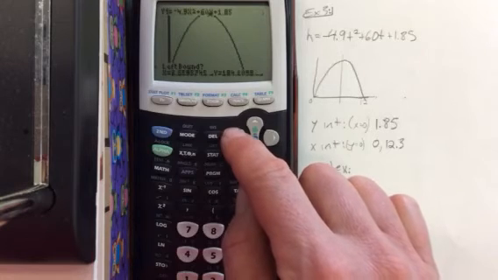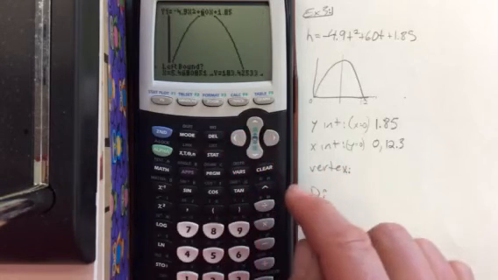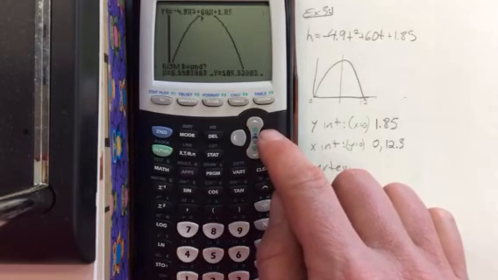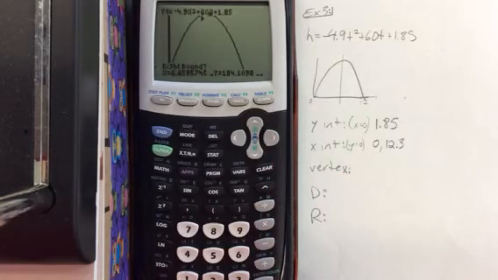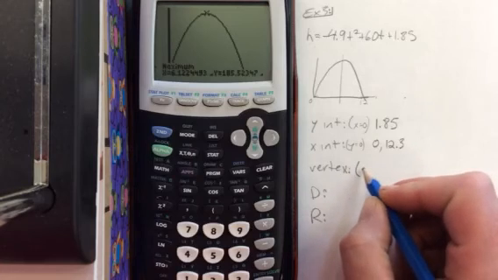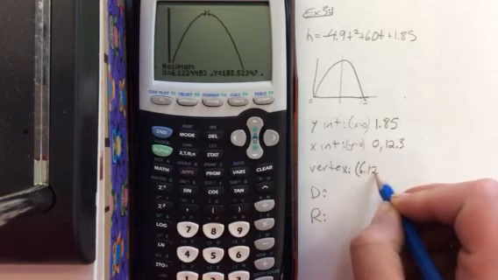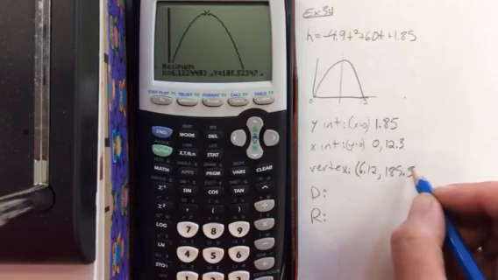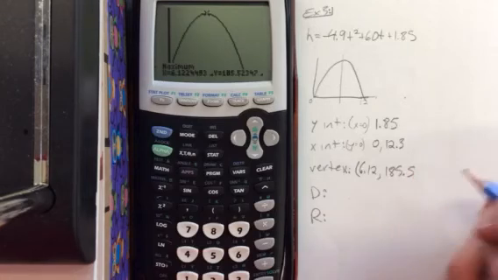so that it's left bound heading toward the point I want, which means I have to move it to that side. And I can try to get it really close, but I find that it doesn't really matter. Okay, and then on the other side of the point that you want, you hit enter, enter again, and it tells us that at the maximum, x is 6.12 and y is 185.5. So my vertex point, because it's a point, is going to be 6.12 and 185.5.